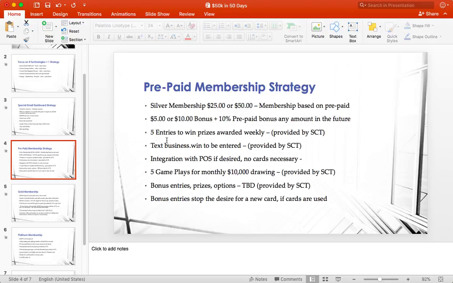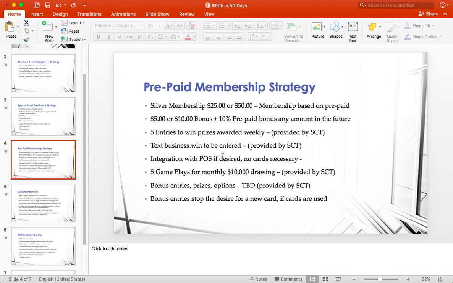Now, in addition, they get 5 entries to win prizes, which are awarded every week. We could do this every day. I could have a daily drawing, and I provide all of the prizes. These are really cool prizes, which I'll share with you after we get through this PowerPoint. And these prizes are going to be like vacations and cruises and gift cards from other vendors. We have another strategy which doesn't cost you anything. We have $10,000 in cash given away. They're going to get 5 gameplays for that.